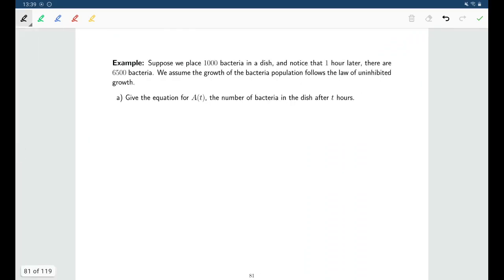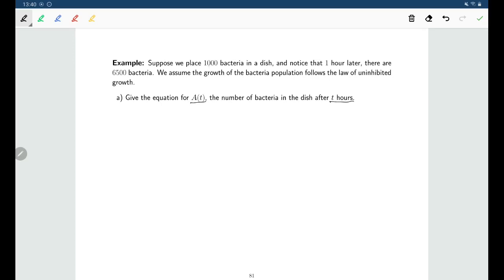So in this first example, we have two bits of information given to us. One is that we start out with 1,000 bacteria, and then 1 hour later, we've got 6,500 bacteria. And we're assuming that we've got uninhibited growth, exponential growth. So what we want is the formula for A of t, the number of bacteria in the dish after t hours. So time is being measured in hours.